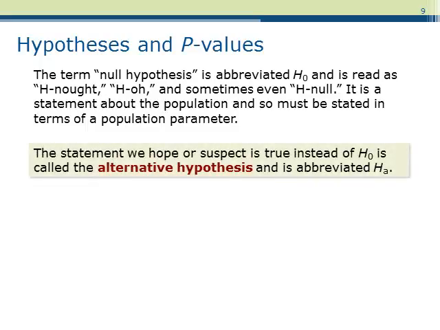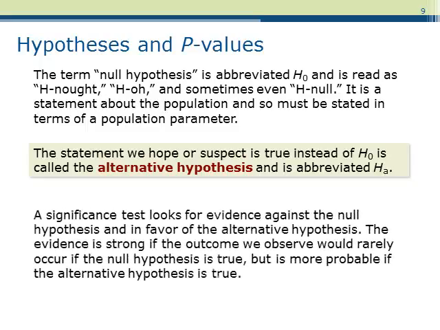On the other hand, the statement we hope or suspect is true is called the alternative hypothesis, and it is abbreviated Hₐ. A significance test looks for evidence against the null hypothesis and in favor of the alternative. The evidence is strong if the outcome we observe would rarely occur if the null hypothesis is true, and is more probable if the alternative is true.